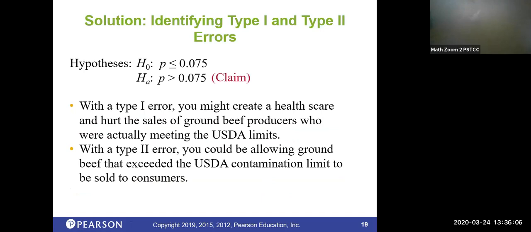So in a type 1 error, you might be under the impression that the meat is bad when it is actually good. So this meat would be removed from store shelves even though it's fine. Now in a type 2 error, we would be allowing product that exceeds the limit to be sold to consumers. That's a problem. It means we're causing a public health problem when we're putting out product that is defective.